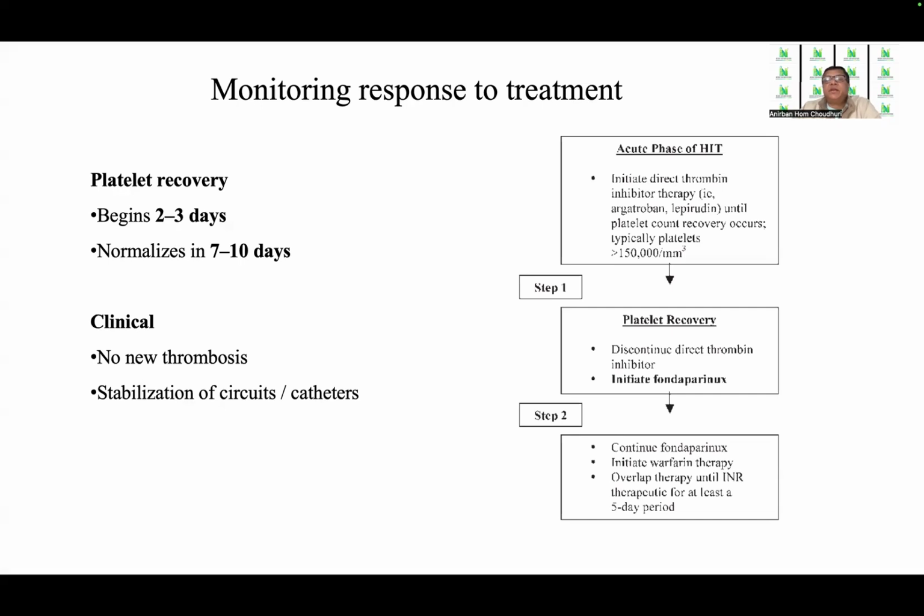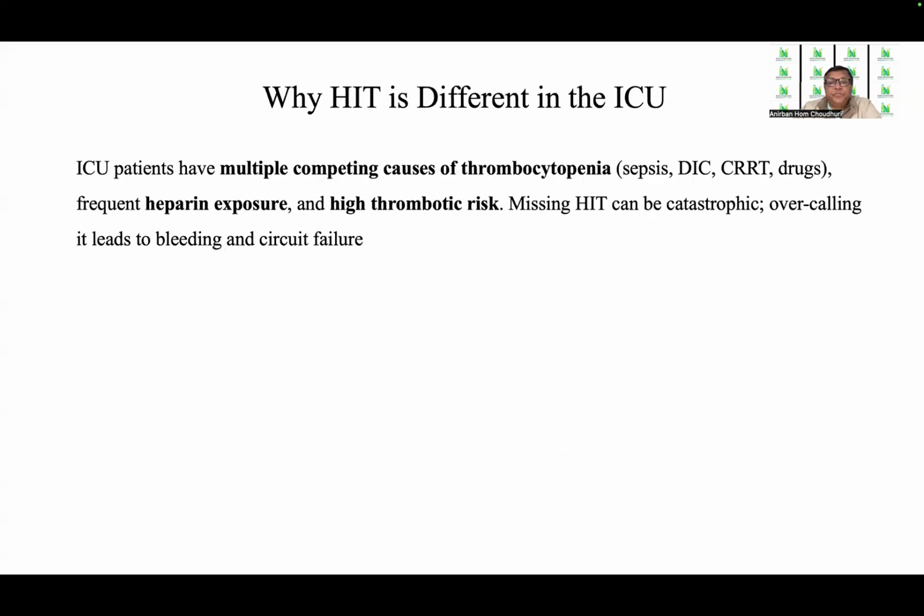Once they are more than 1.5 lakhs, we usually follow a two-step approach. In step 1, discontinue the direct thrombin inhibitor and initiate fondaparinux. In step 2, continue fondaparinux, initiate warfarin therapy, and overlap until the INR is therapeutic for at least a 5-day period. So this is the two-step approach using fondaparinux in the step 2 stage.